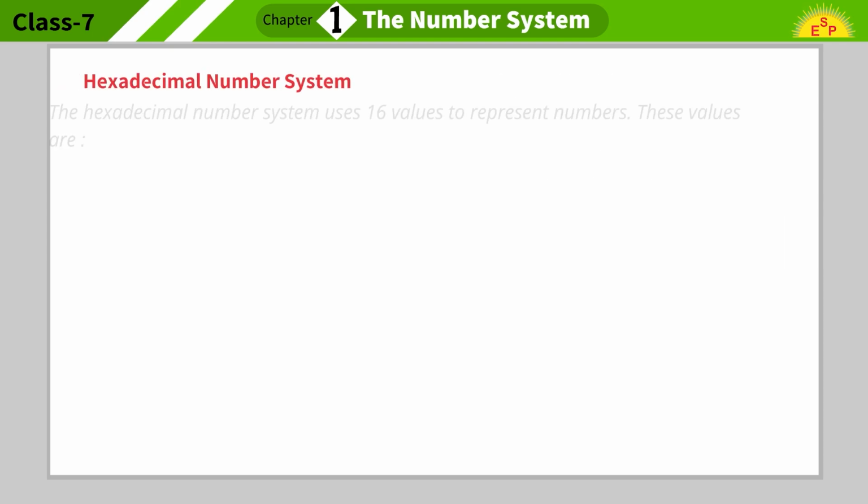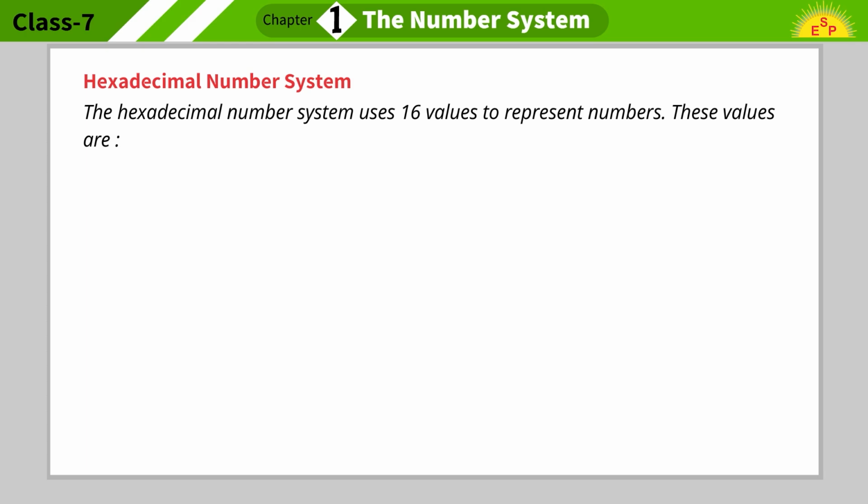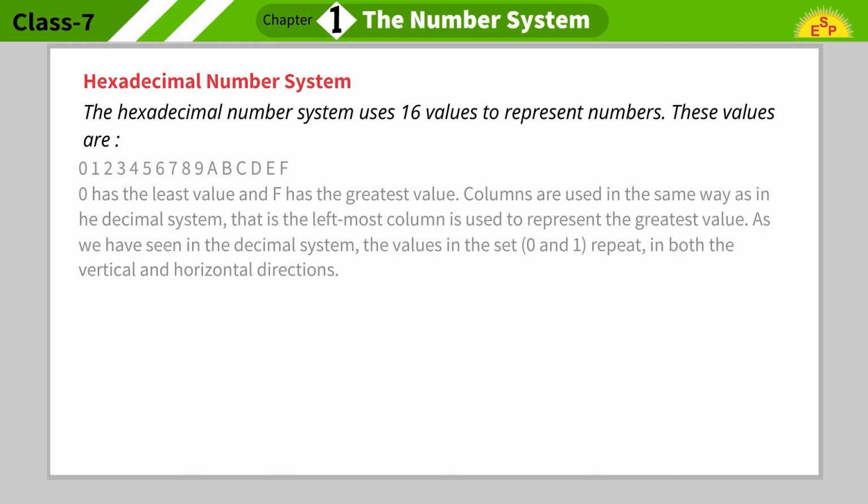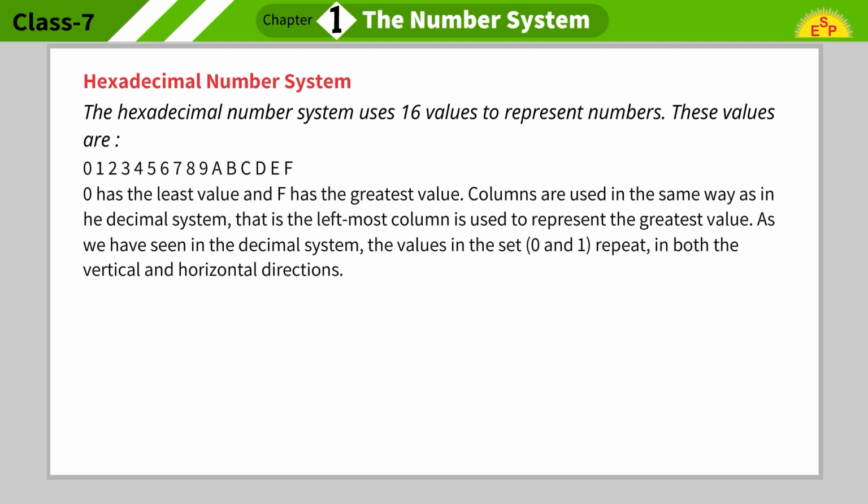Hexadecimal number system. The hexadecimal number system uses 16 values to represent numbers. These values are 0, 1, 2, 3, 4, 5, 6, 7, 8, 9, A, B, C, D, E, F. 0 has the least value and F has the greatest value. Columns are used in the same way as in the decimal system, that is, the leftmost column is used to represent the greatest value.